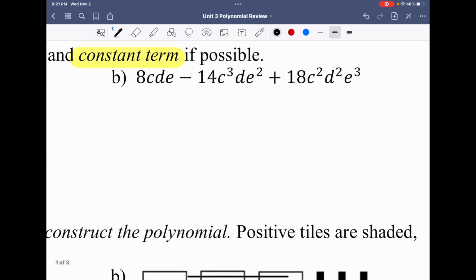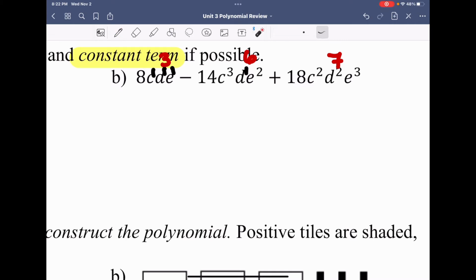All right, I go over to example B here. 8CE. This is 1, 2, 3, sum of a total of 3 there. We have C^3 D^1 and 2. This is a total of 6. And then finally in the last term, we have 2 plus 2 plus 3, that's equal to 7. So this is a degree 7 polynomial.